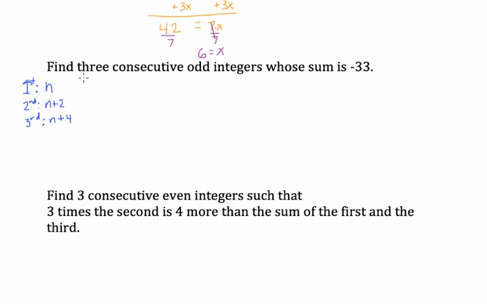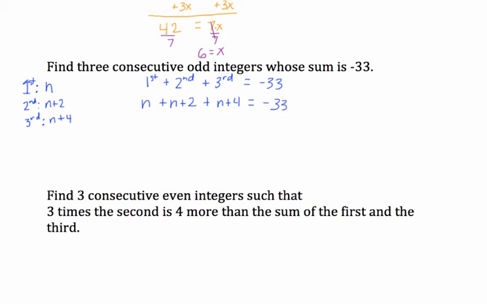So now we know that their sum is negative 33. So that means if you added the first plus the second plus the third, you would get negative 33. So let's just put our numbers in there. The first is named n. The second is named n plus 2. The third is named n plus 4. And adding all those together will give us negative 33.